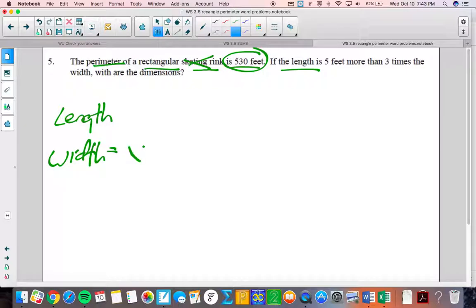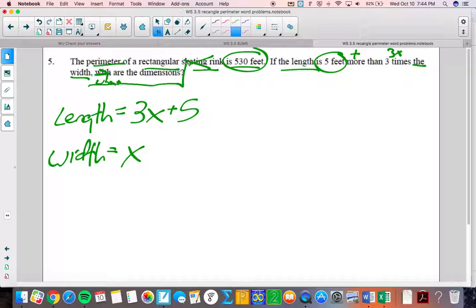So I don't have a statement for the width, but I do have a statement for the length. So the width gets the x. But then the length is 5 feet more, which means adding, than 3 times, that means take some value and multiply it by 3, the width. The value that I was multiplying by 3 is the width. And I'm calling the width x. So I need to take 3 times x. But then I got to tack on 5 more than that. Because it says take 5 more than 3 times the width, or 3 times x in that case. That's probably not supposed to say width, it's probably supposed to say what are the dimensions. So I got to put a box around that question, what are the dimensions?